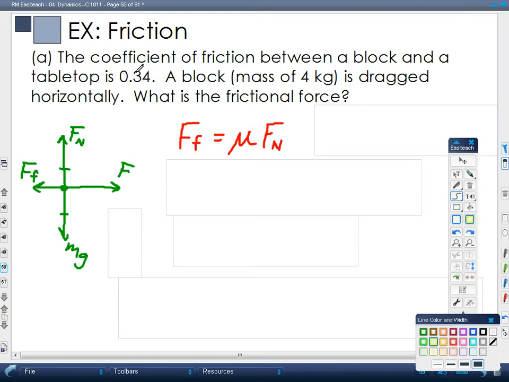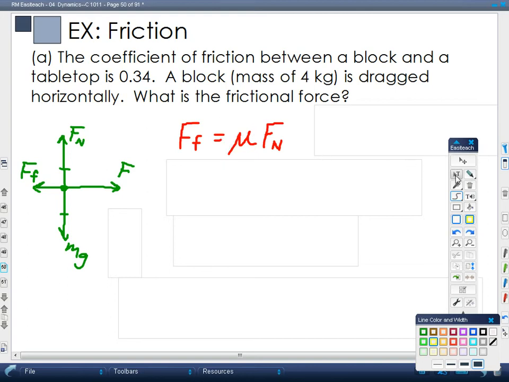It's kind of like a percentage. In this case it's 0.34. It's kind of like a percentage of the normal force that translates to a friction. So this is about 34% of whatever that normal force is, is the friction. If that were like 0.67, it'd be 67%. But it's a representation of the roughness of those two particular surfaces together.